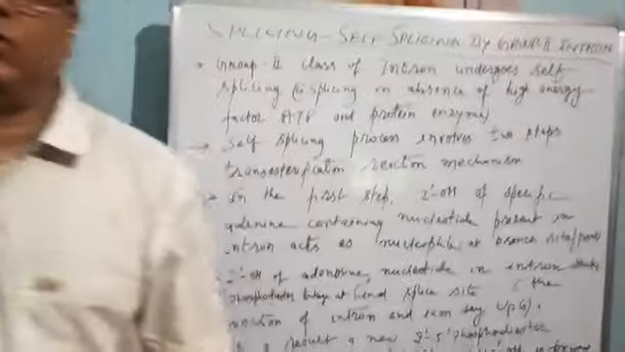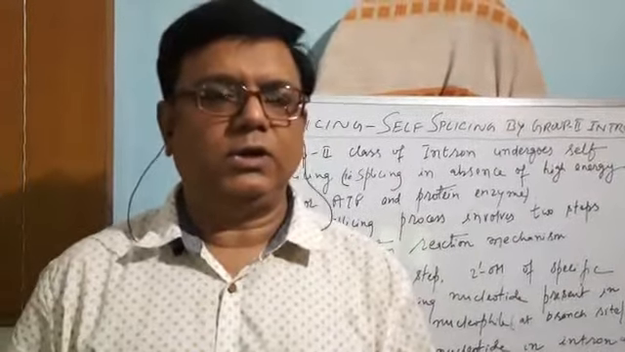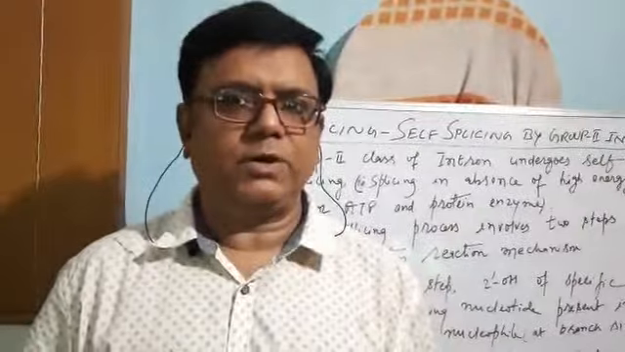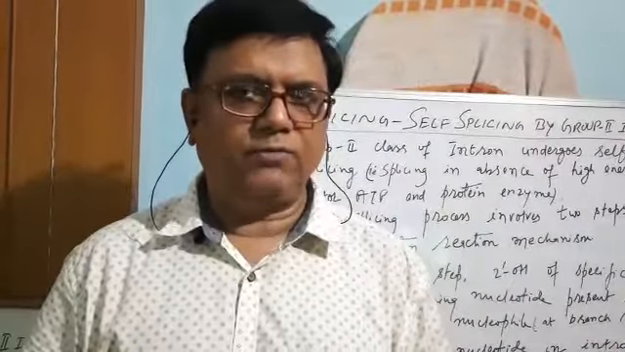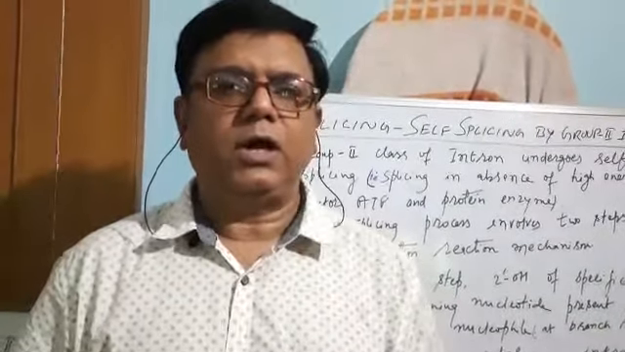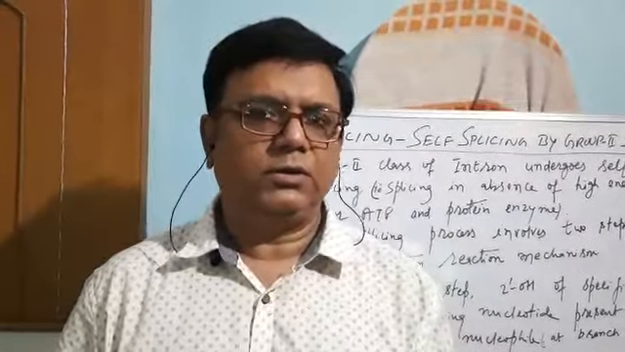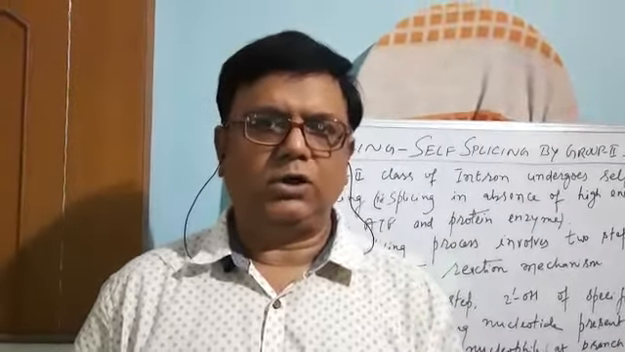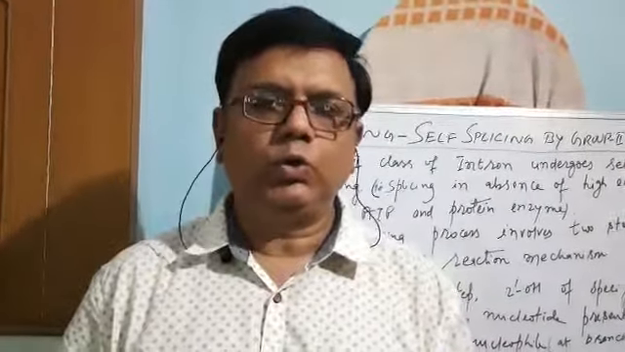Okay, so this is all about your group 2 intron self-splicing. You have to only remember the two steps, that is attack by 2' OH and the intermediate lariat structure having 3 phosphodiester linkages. One is 2', 5', and the other two are normal 3', 5' phosphodiester linkages. So this is all about self-splicing of group 2 intron.